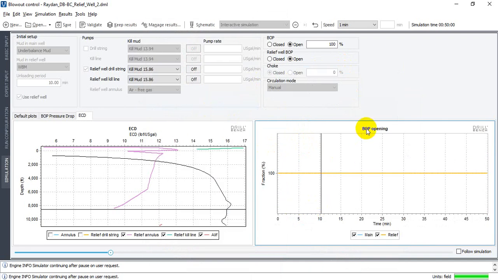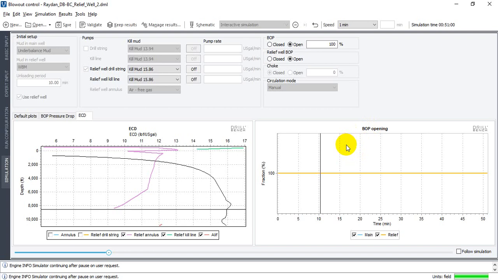You can see here the blowout preventer opening at the relief well. Why are we opening the blowout preventer? To allow the blowing gas to flow inside the relief well, and the main well opening and the relief well opening the blowout preventer inside both wells to rescue this well from blowing out the gas.